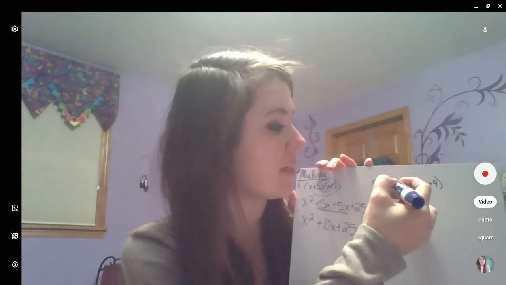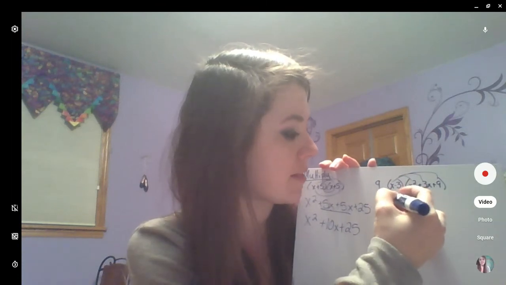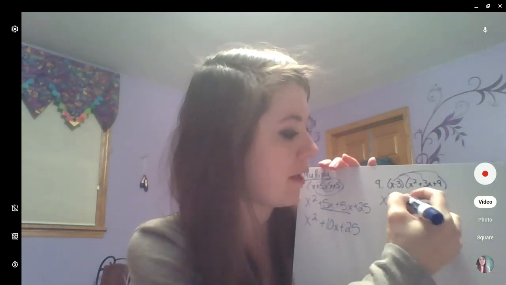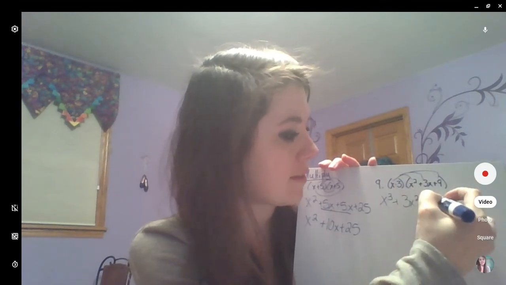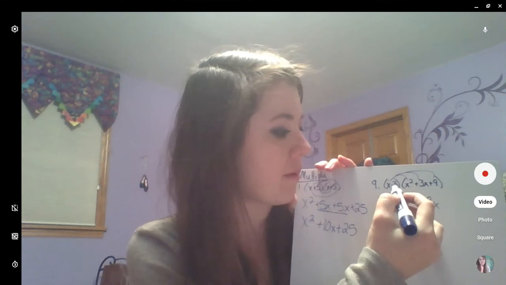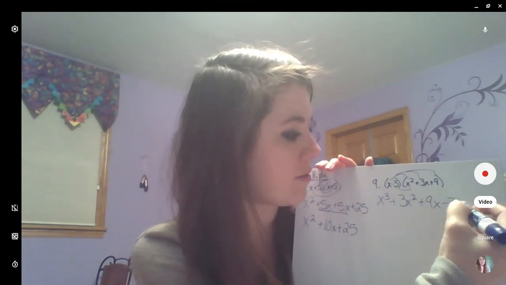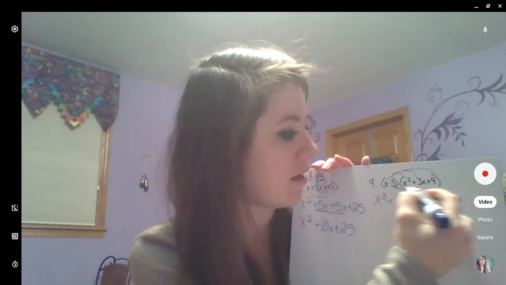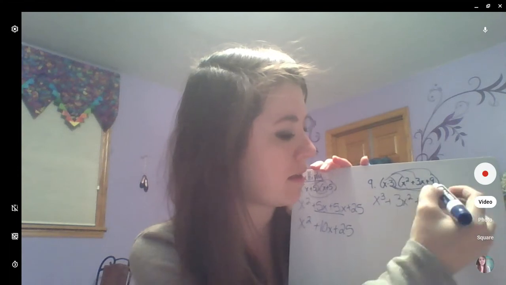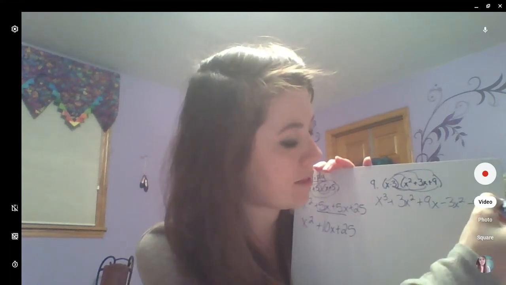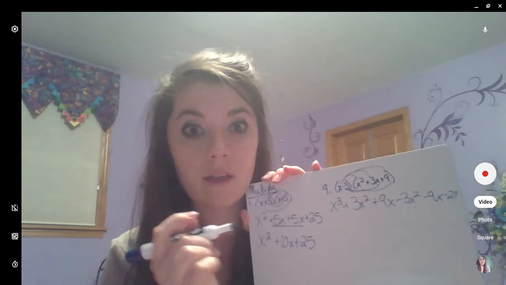For this, we're going to distribute the x to everything. So we're going to have x to the third plus 3x squared plus 9x. Then we're going to distribute the negative 3 to everything. So we have minus 3x squared, minus 9x, minus 27. So now we combine like terms.